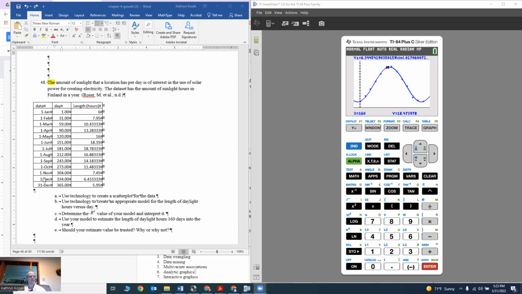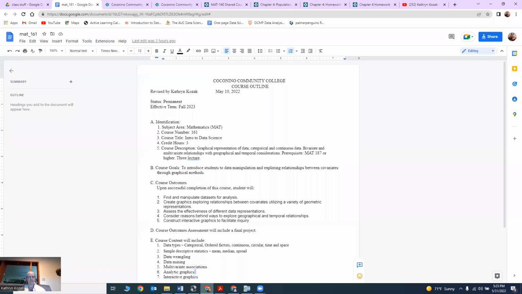We have the date, it's actually the date of the year. We have the day, because dates are hard to work with, so we went ahead and calculated the day it was. And then we have the length of daylight hours for those days. We'd like to use technology to create a scatter plot of this data. We're going to actually use Desmos for this.